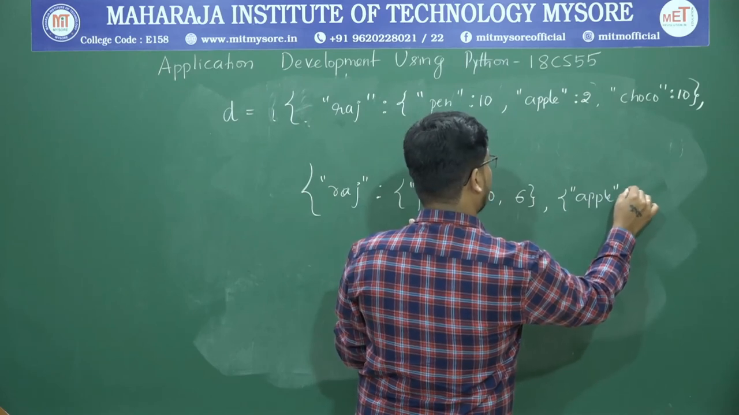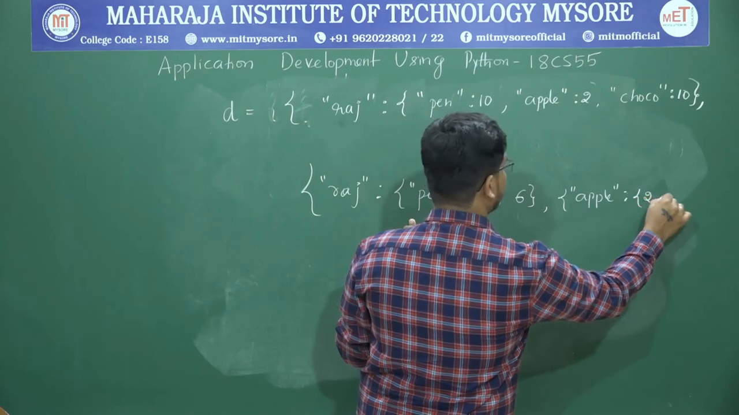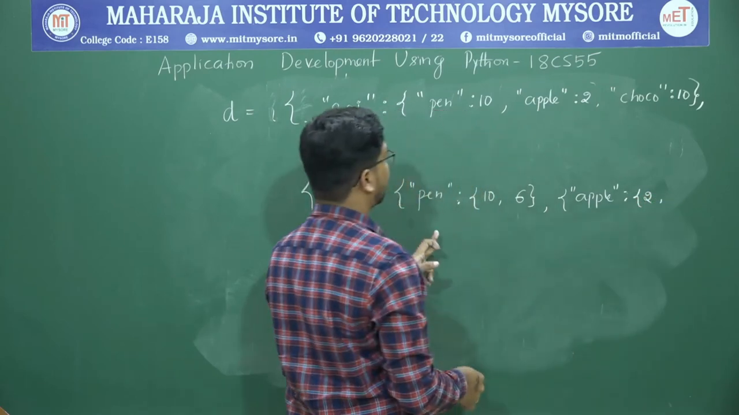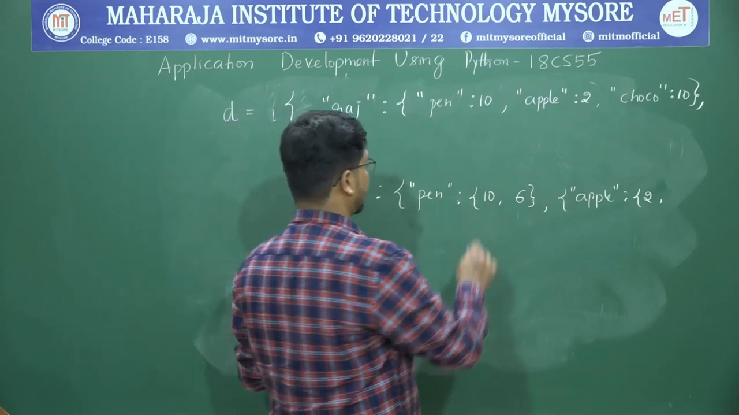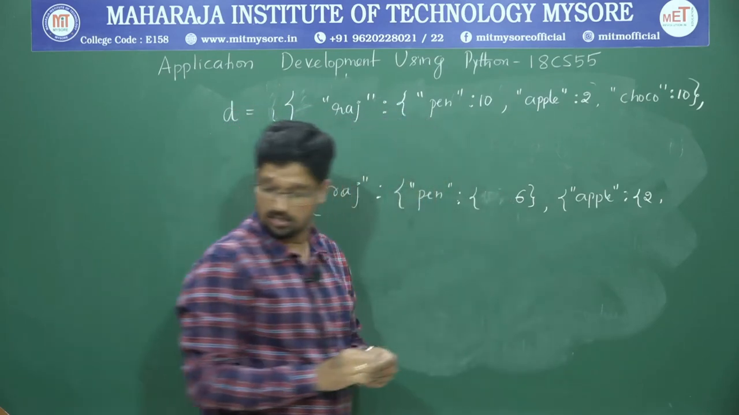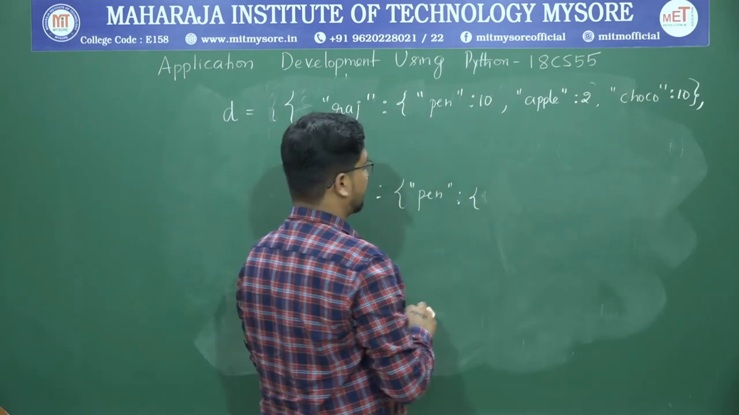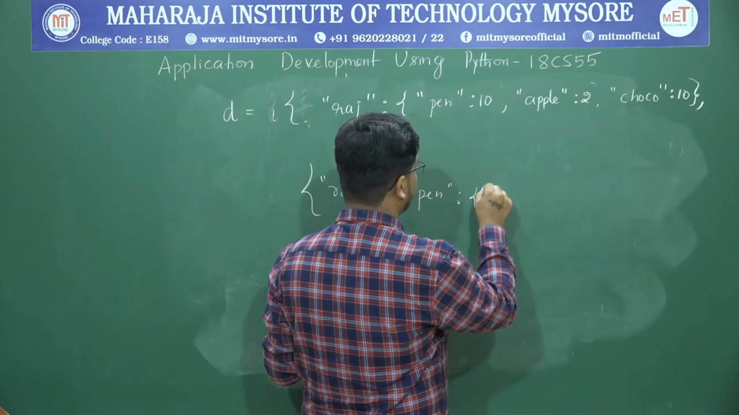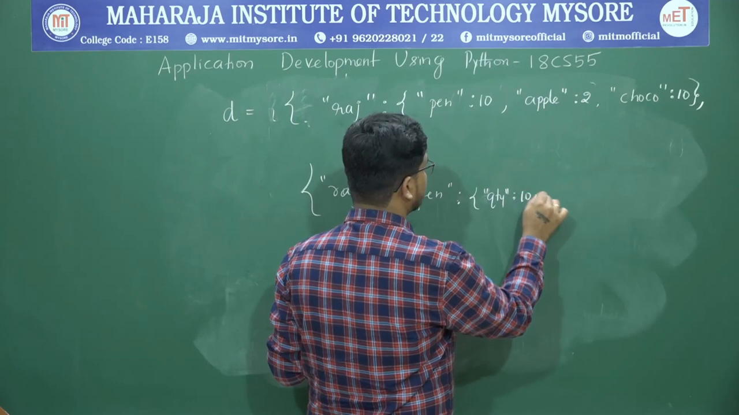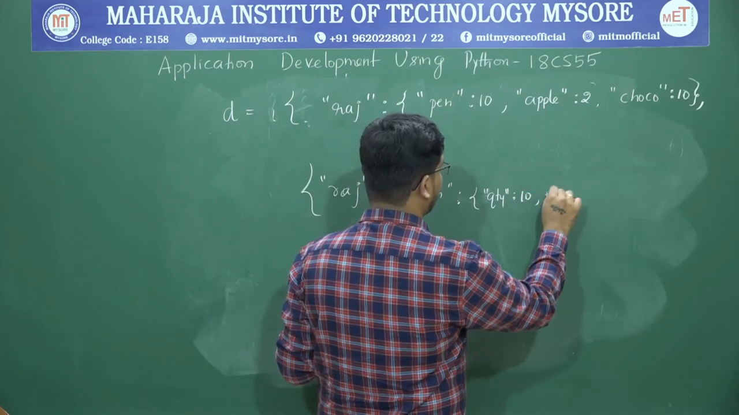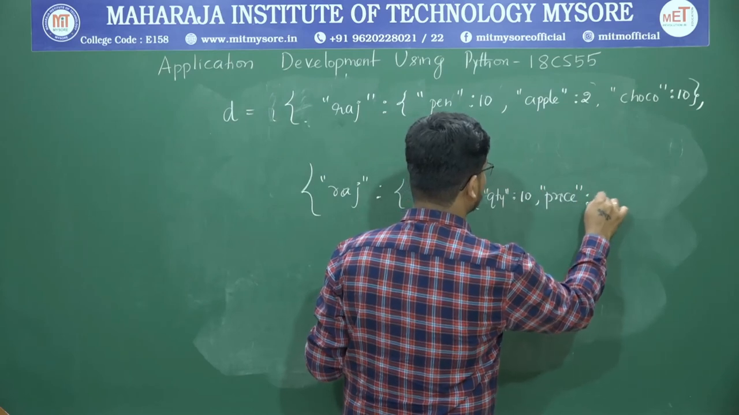Then you can say apple colon, he has purchased 2 kg. Per kg, how can you write it? Okay, here you need to mention, wait. So pen, let us take QTY, quantity is equal to 10 pens, comma, price is equal to 6 rupees.